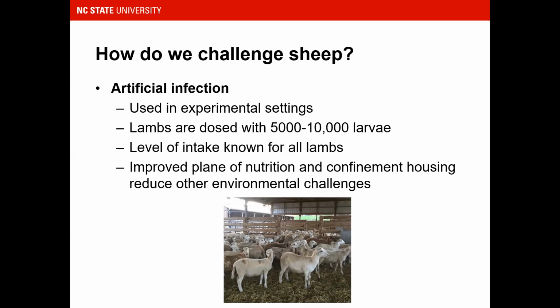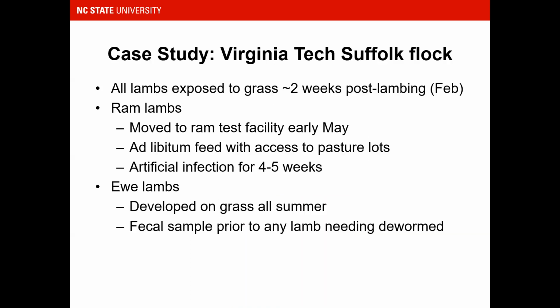them this artificial infection. There's an improved plan of nutrition while they're in the barn, less heat stress, they're frequently under fans, they're in a more comfortable environment, which reduces a lot of those environmental challenges. And so the sheep can really just focus on managing that infection. And a lot of times we see a lower fecal egg count, lower parasite burden in this setting. But at the same time, we don't know exactly how many larvae they consumed in the natural environment. So the artificial infection method at this point is just used for those experimental settings.